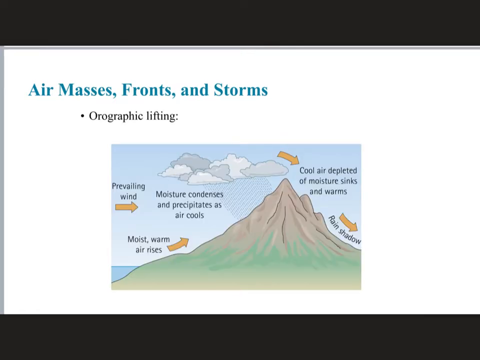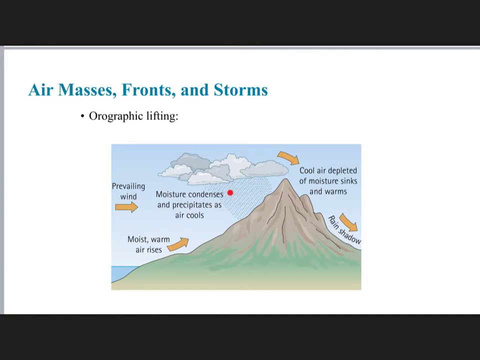Another kind of lifting is called orographic lifting. And this kind of lifting occurs when the air is pushed up over an obstacle. So, for example, we have a coastline here, and then there's this mountain range, and so you have a prevailing wind coming in from the sea. You have moist, warm air that's rising, and this together pushes the air up over this mountain range. Now, as it goes up, it cools, and you can get cloud formation and even rain.